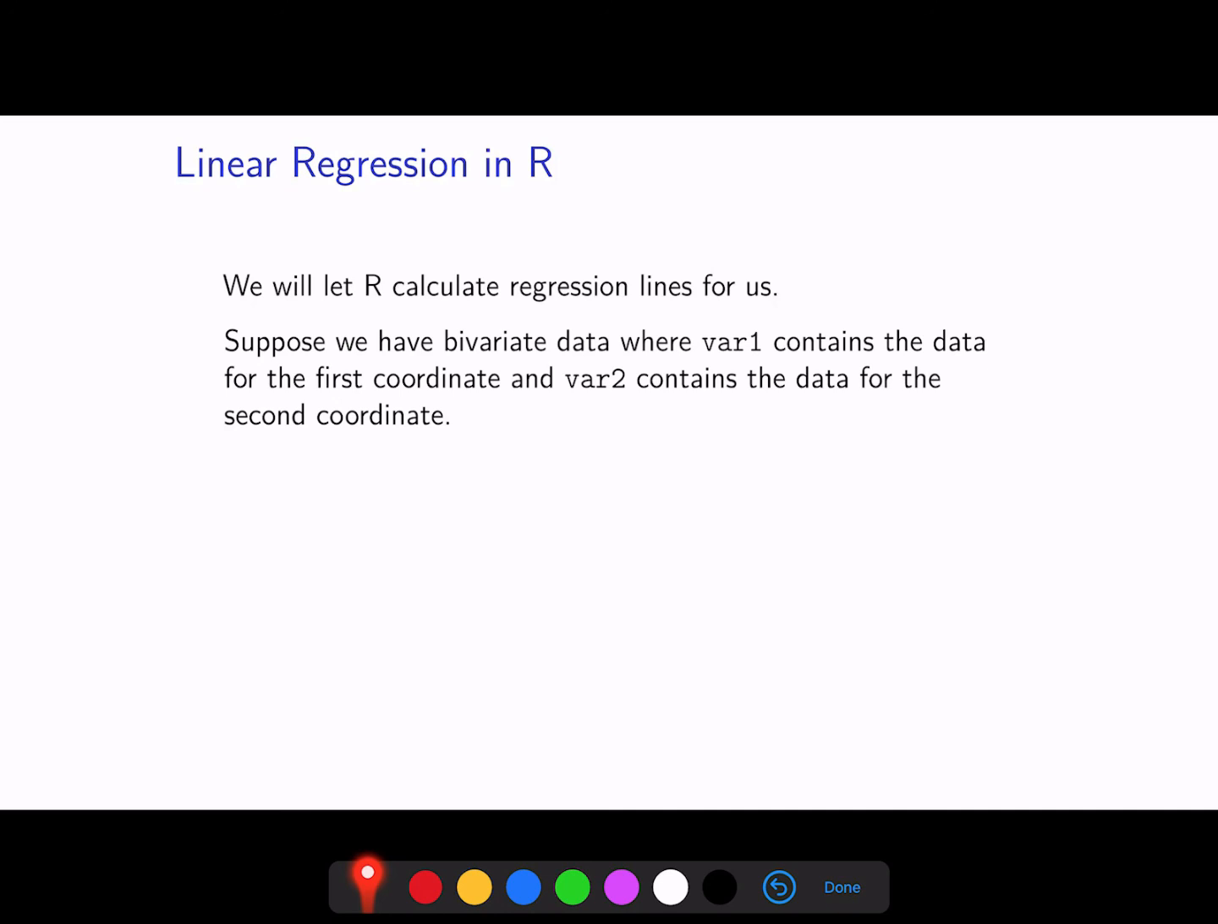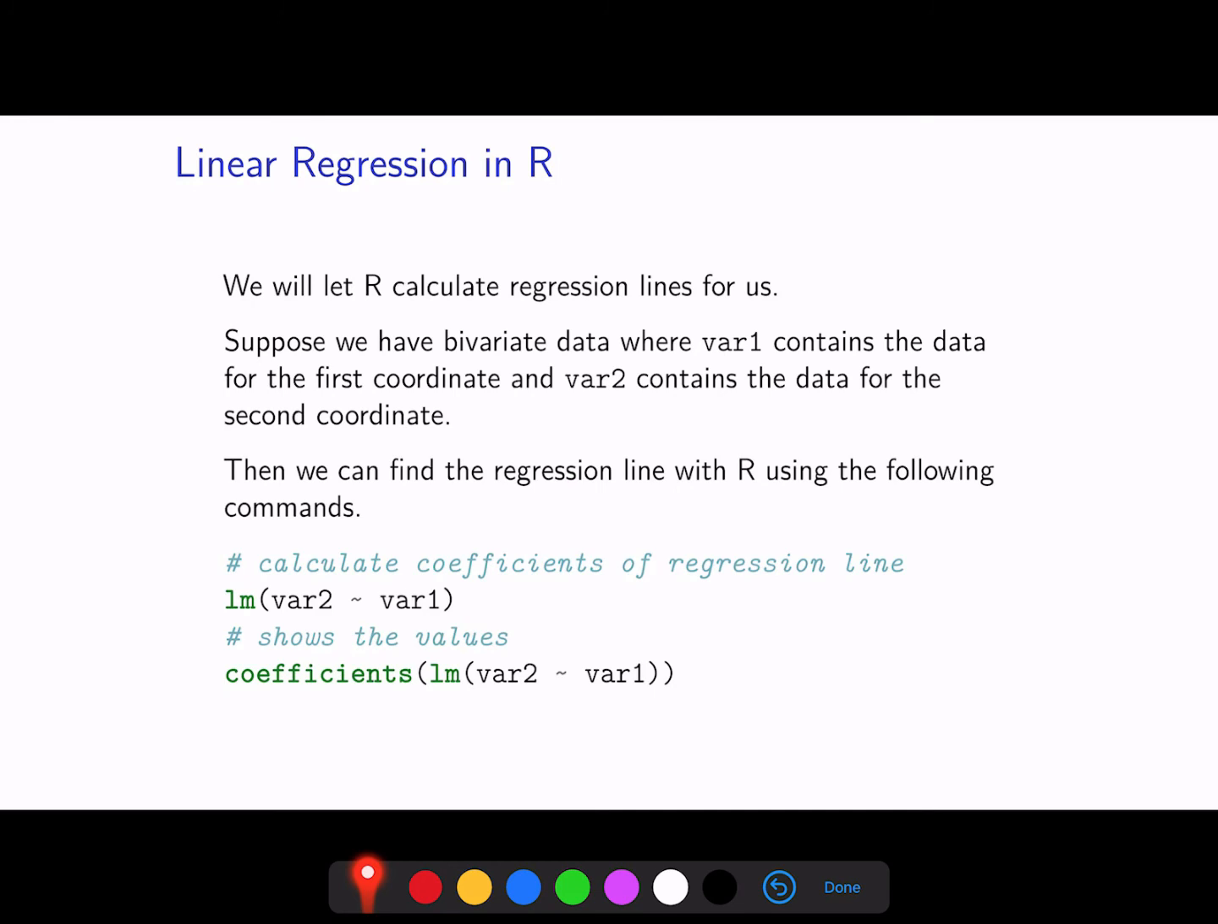So suppose we have bivariate data where the variable var1 represents all the x measurements and the variable var2 represents all the y measurements. We can find the regression line for that bivariate data using this command right here. LM stands for linear model. So we put the dependent variable first, and you put a little tilde, and then you put the independent variables next. It's a good question: what happens if you get them reversed? That's a good question to think about.